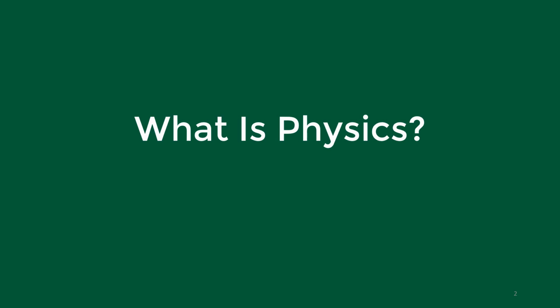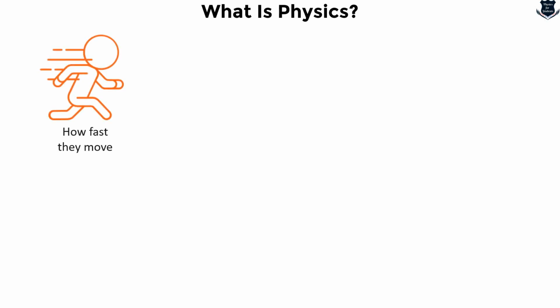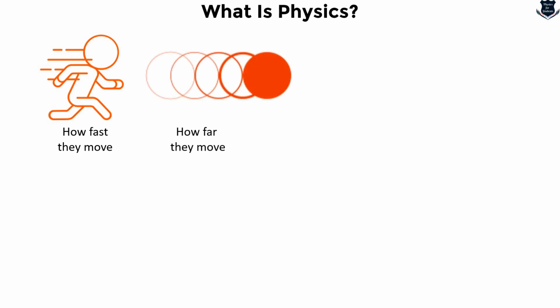But first, we would like to explore what is physics when we talk about motion. Now, one of the purposes of physics is to study the motion of objects. This is how fast they move, for example, and how far they move in a certain given amount of time. So how fast they move and how far they move.